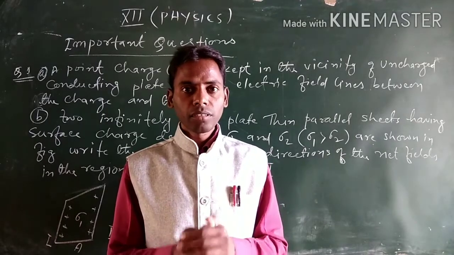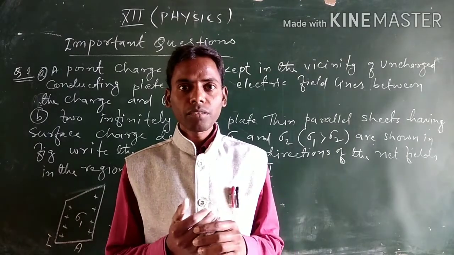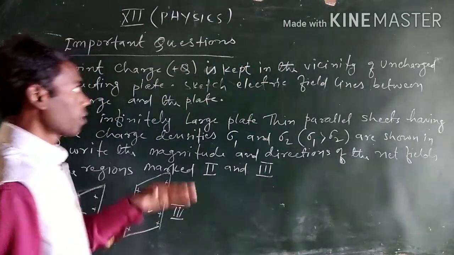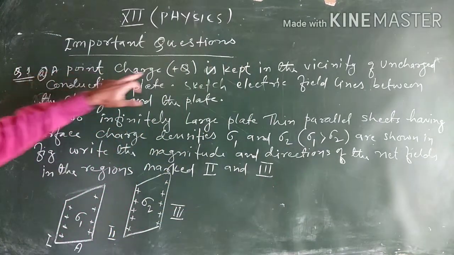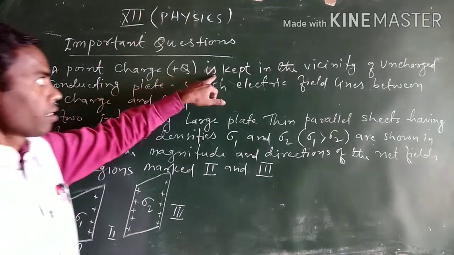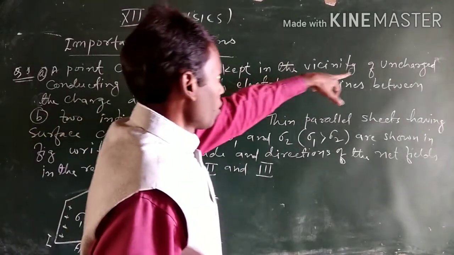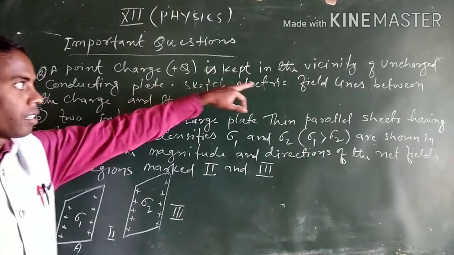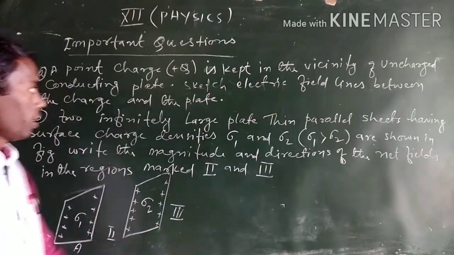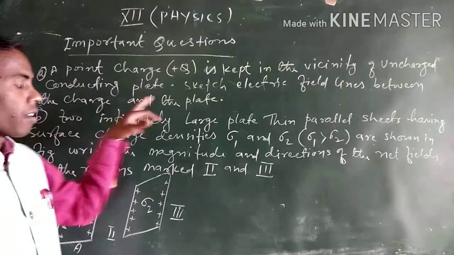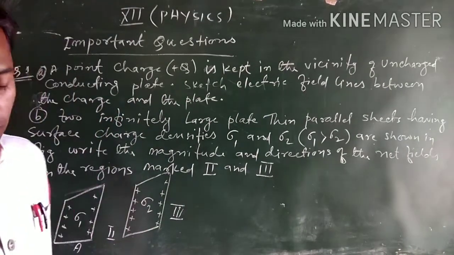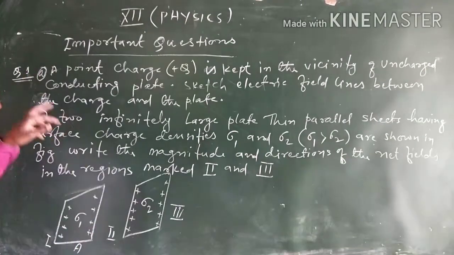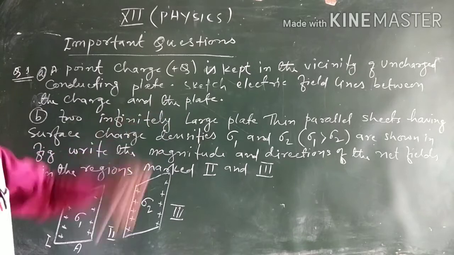Today I brought some important type questions of this chapter. Okay, right? First question is there. A point charge plus Q is kept in the vicinity of an uncharged conducting plate. Sketch electric field lines between the charge and the plate. That means here we have to sketch electric field lines between the charge and the plate.